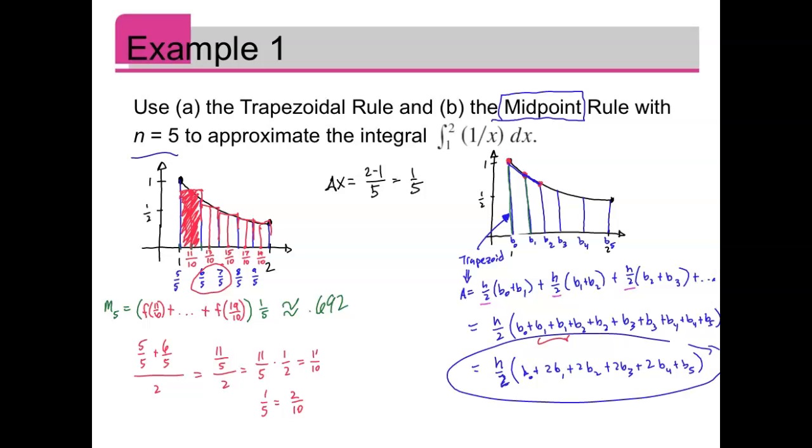Because remember, the left-hand rule will start with base 0, but it won't use the last one. So the left-hand rule would use base 0 and base 1 through 4, but it wouldn't use the last endpoint. The right-hand rule starts with base 1 and ends at the last endpoint, so it doesn't use base 0. And when you average something, you add them together and divide by 2, which would give us the h over 2 at the beginning. So here's my final point.